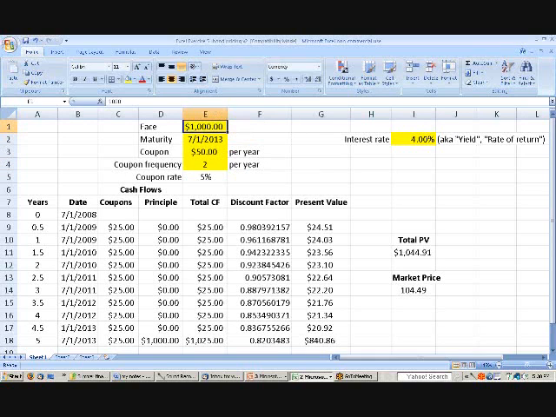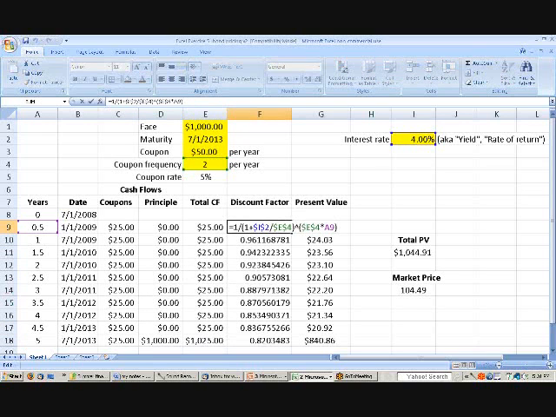So we had a bond with $1,000 face amount, 5 years till maturity, $50 coupons per year, paid twice per year, so it was $25 every 6 months. And we laid out all the cash flows, coupons, and principal. And then we generated discount factors based on the interest rate that we assumed, which was 4%, it looks like.